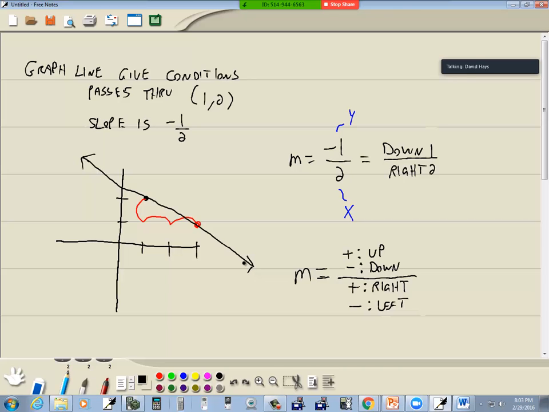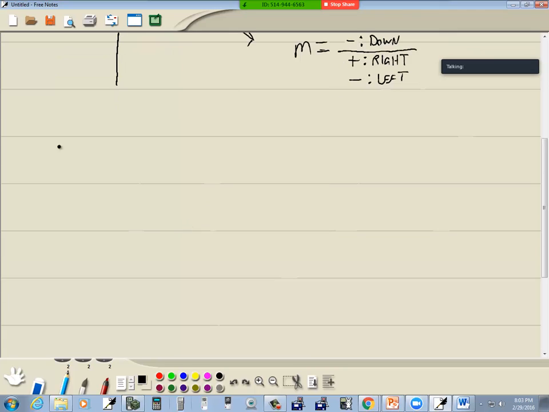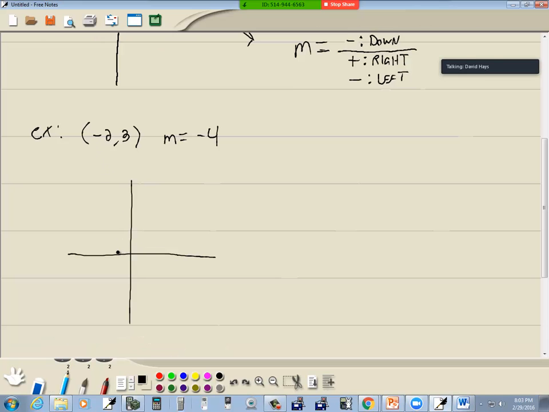Now let me show another example of that. I won't write all the instructions out again. I'll just give the point and the slope. If we got the point, let's see, negative 2, 3, and our slope is negative 4. Plot the point on the coordinate system. So we got negative 2, 3. Would be right there. Now our slope.